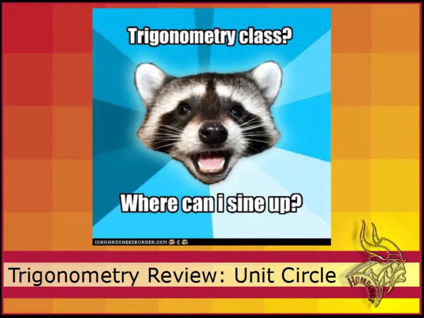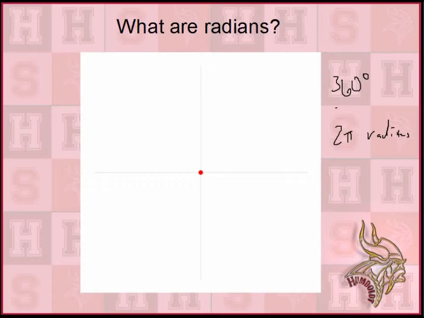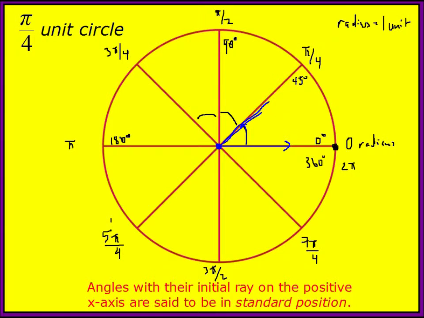Okay, so we just got through in lesson 1 talking about some basic terminology, where radians come from, and what radians are. We also talked about what the pi over 4 unit circle was and how to use it to measure angles.